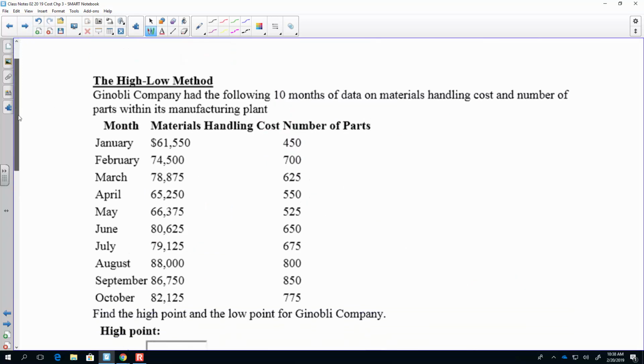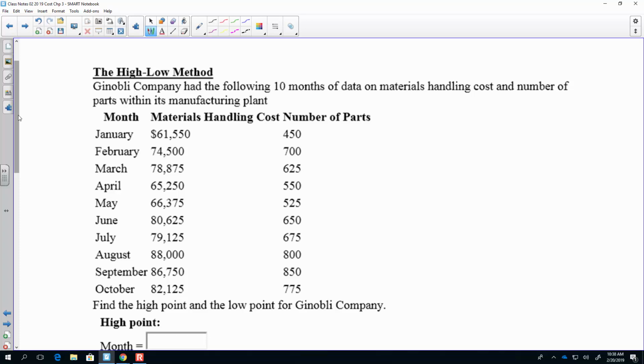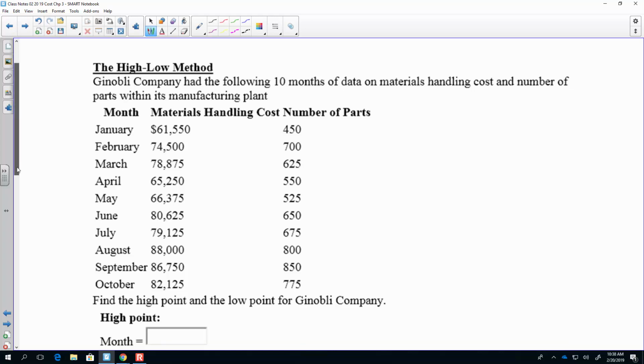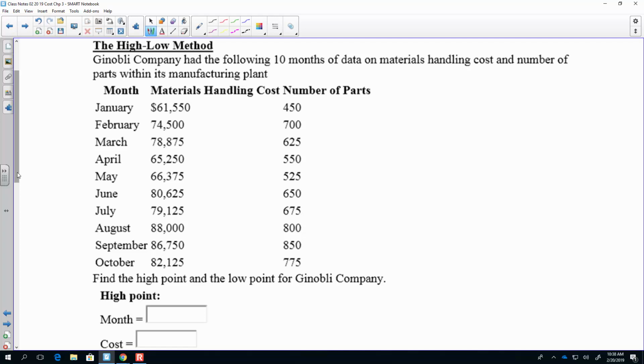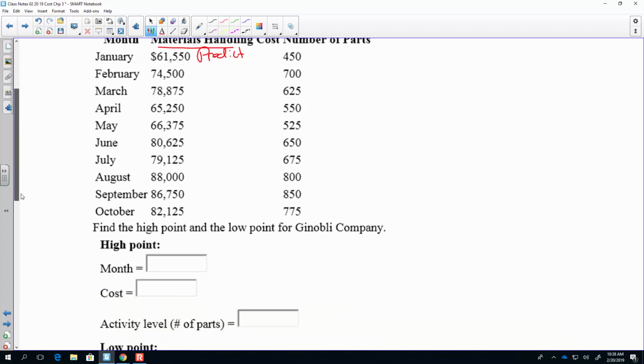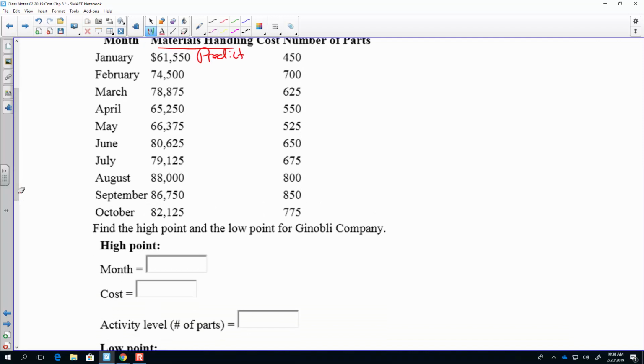All right, I do want to try this one though. This is in your packet only. Practice the high-low method, right? We got a series of observations, January through October. We have a cost on the left side, a material handling cost. This is what we're trying to predict, the dependent variable, as compared to the number of parts. So X is our parts here. Looking at the two lists, what month is the high month?